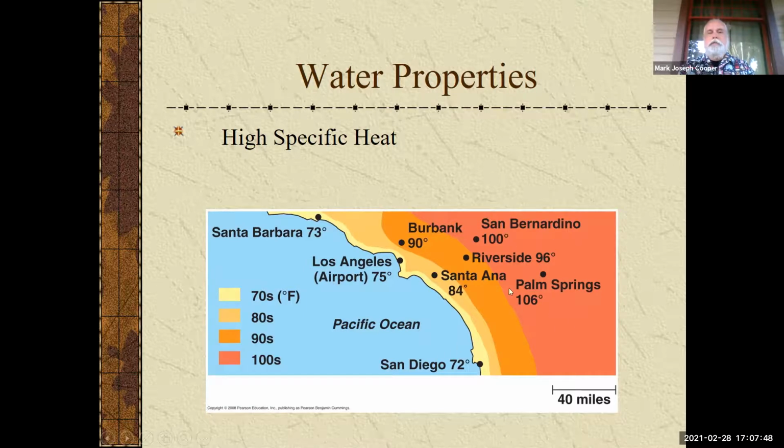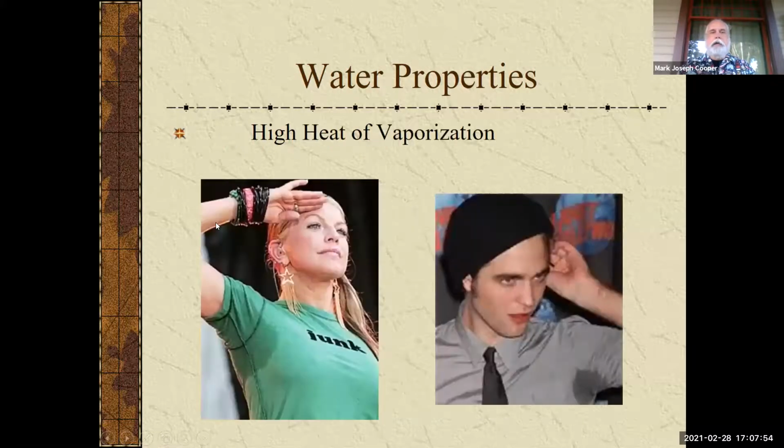So you kind of get this huge range. You can get high specific heat, which moderates local climate. Another one is high heat of vaporization. Heat of vaporization is the amount of energy it takes to turn 1 gram of a substance from a liquid to a gas. Water has a high heat of vaporization. Again, the reason is you've got to break those hydrogen bonds.